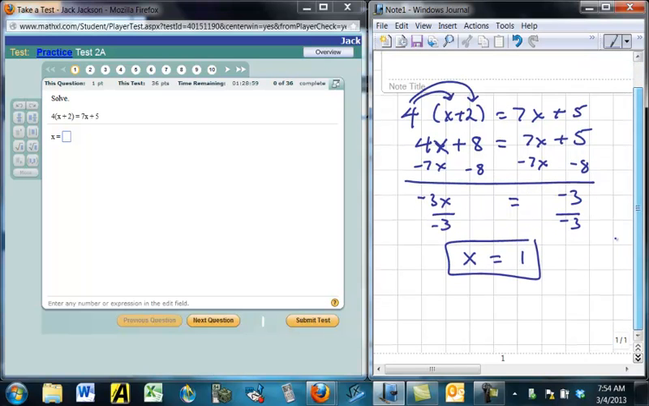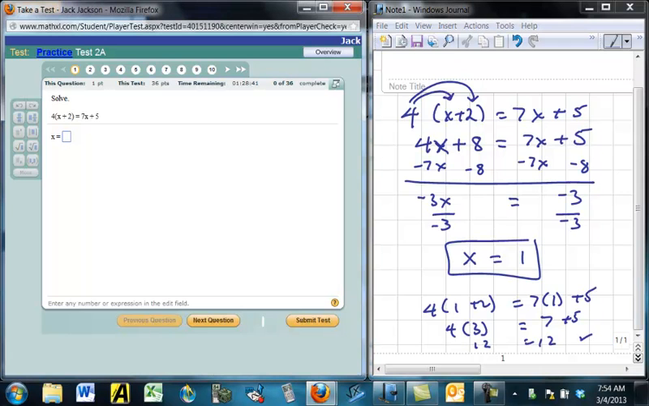Let's go ahead and check it. 4 times 1 plus 2 should be same as 7 times 1 plus 5. This is 7 times 1 is 7 plus 5. 7 plus 5 is 12. 2 plus 1 is 3. 4 times 3 is 12. So that does check. So I feel confident that 12 is my correct answer. And let's go to the next question.